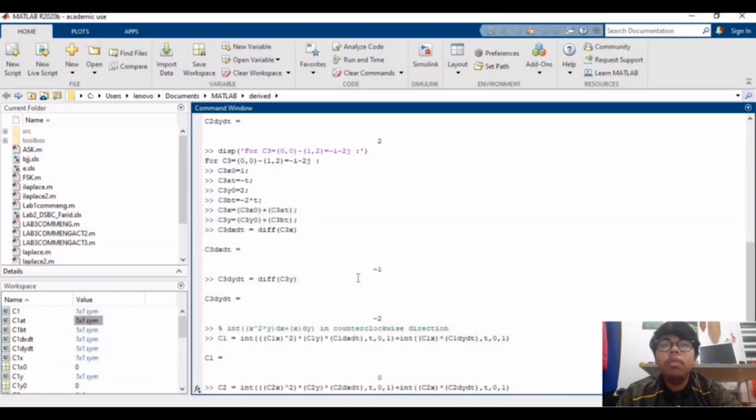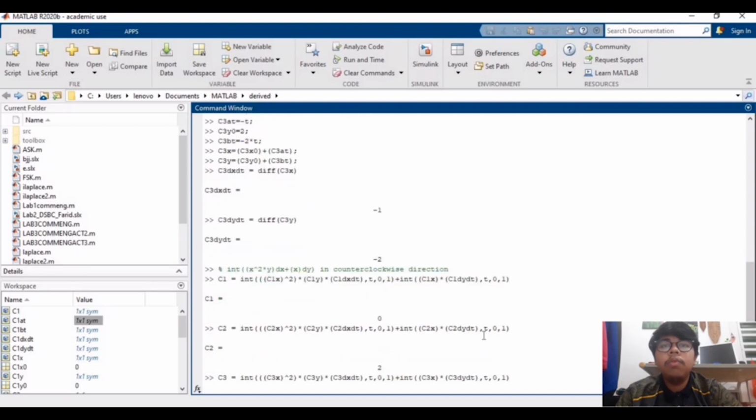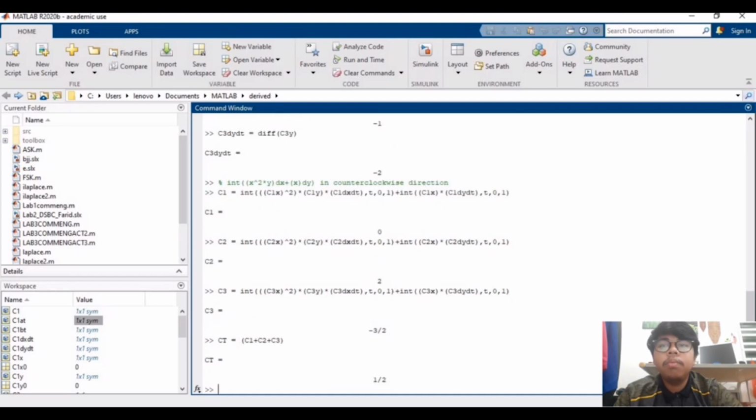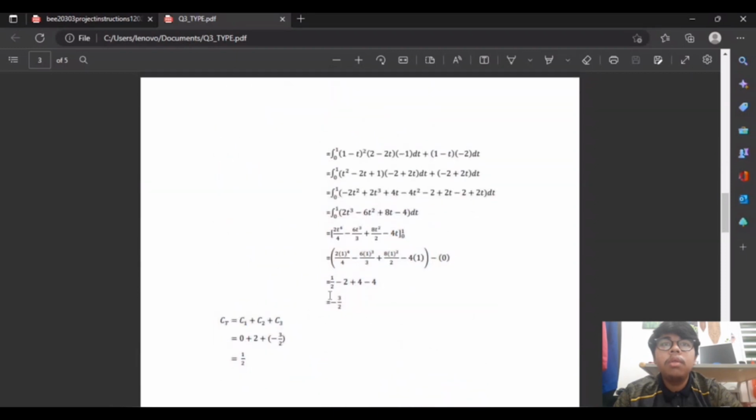Next we need to find the integral of x to the power of 2 y dx plus x dy in the counterclockwise direction for C1, C2, and C3. This is the coding that we get. For C1, we get the value 0, same as the manual calculation. The coding for C2 and C3 is the same as for C1, but if we need to find C2, we change it to C2, and if we need to find C3, we change it to C3. So the values we get for C2 and C3 are 2 and minus 3 over 2. Same as we get in the manual calculation, 2 and minus 3 over 2.